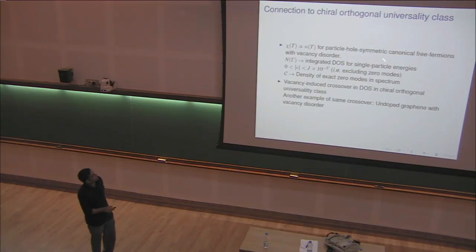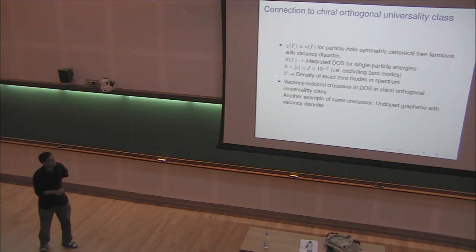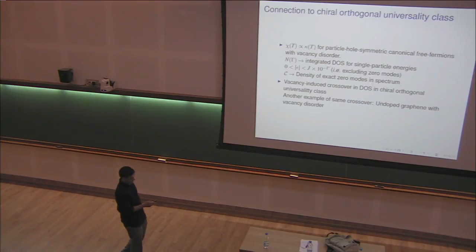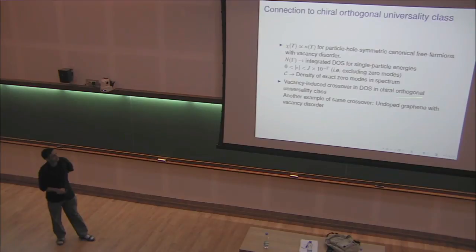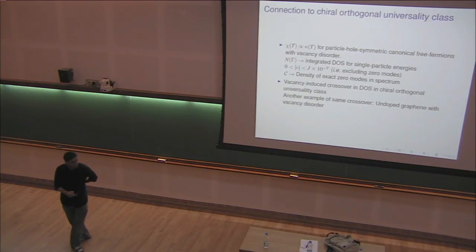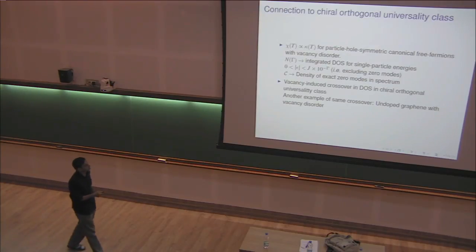And what's going to turn out is that this function n of gamma is going to be the integrated density of states for single particle states of this free fermion problem, excluding 0 modes. And this Curie constant C is going to be related to the density of exact 0 modes in this spectrum. And this crossover I talked about is an interesting crossover which is induced by vacancies in the chiral orthogonal universality class of Anderson. And so it applies as well to undoped graphene with vacancy disorder, and we've looked at that as well in parallel.